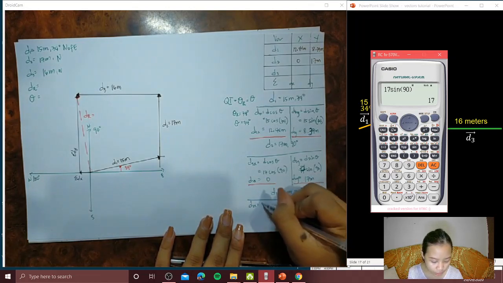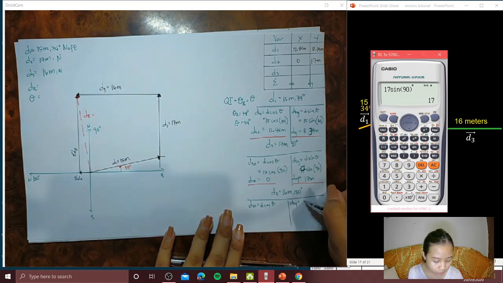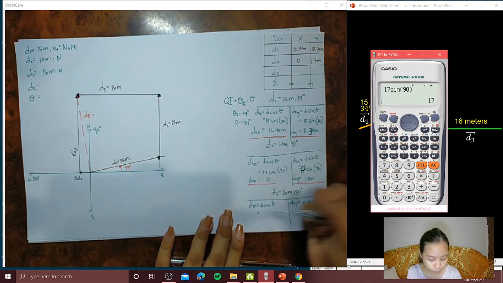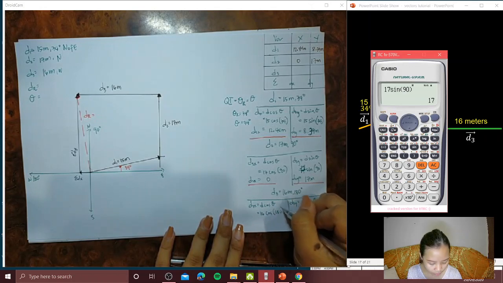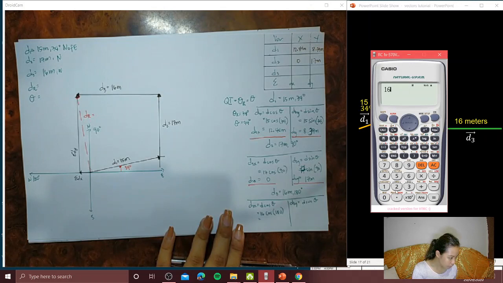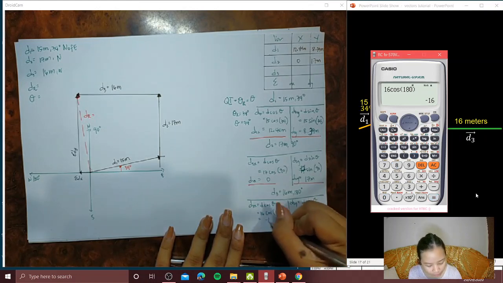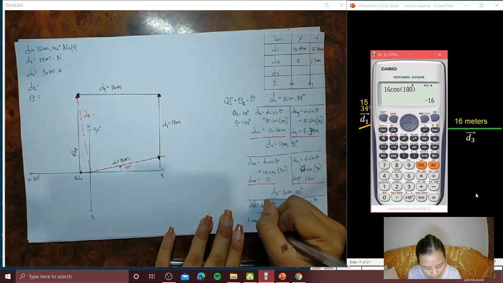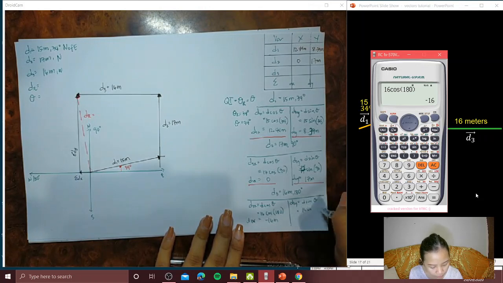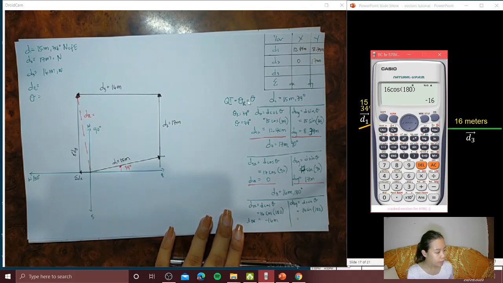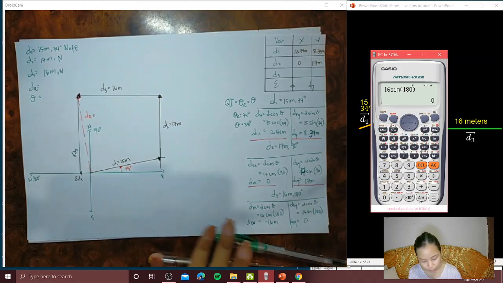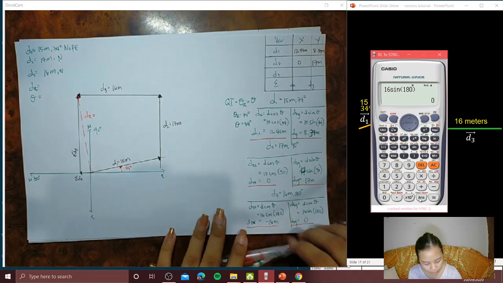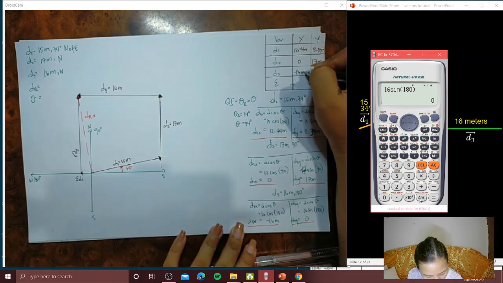So, d3x is equal to d cosine theta, and d3y is equal to d sine theta. Substitute. We have 16 cosine 180. That's negative 16 meters, and that's for your d3x. For the d3y, 16 sine 180, just change cosine to sine. That's 0. Your d3y is 0. Now we have the x and y components of the three vectors. Write this down: 16 meters, and then this is 0.